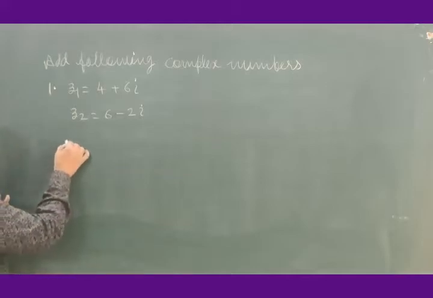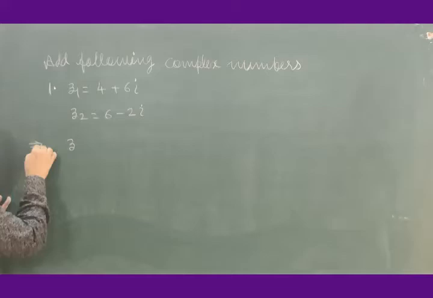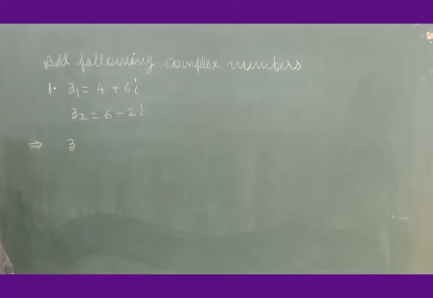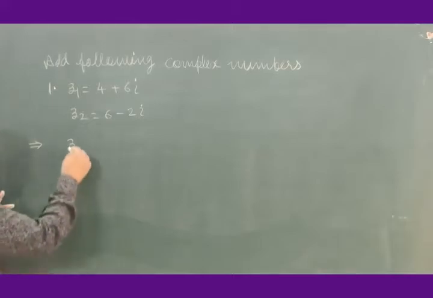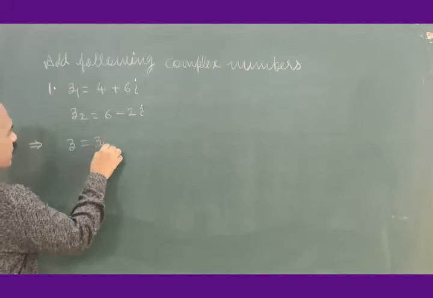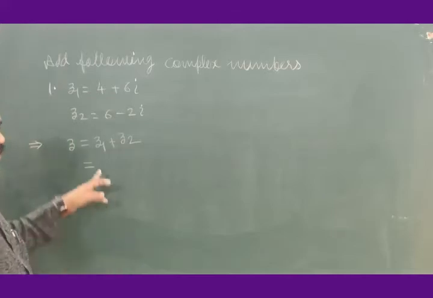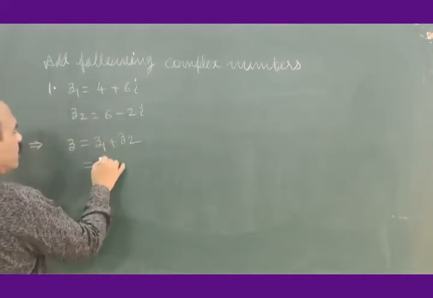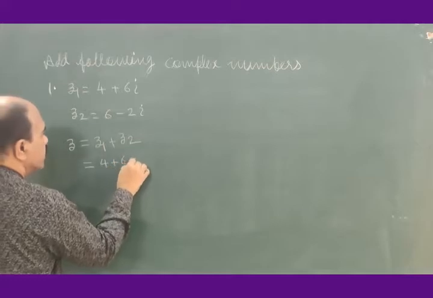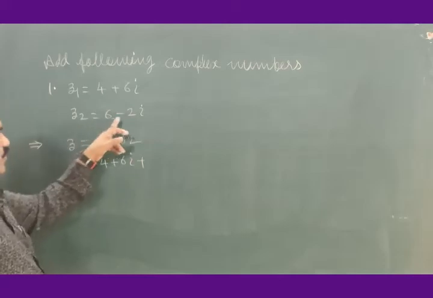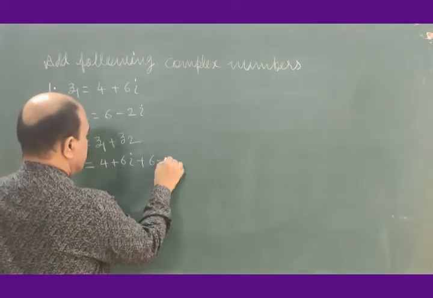Addition of these two is the solution. Given Z1 is equal to 4 plus 6i and Z2 is equal to 6 minus 2i. The formula of addition of complex numbers is Z is equal to Z1 plus Z2. This is equal to, put value of Z1, 4 plus 6i, plus, put value of Z2, 6 minus 2i.